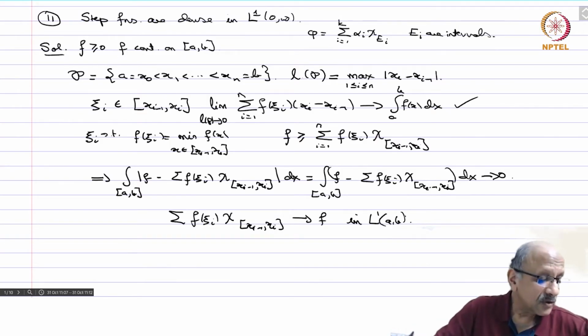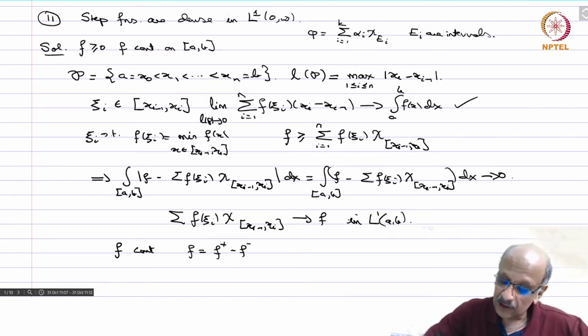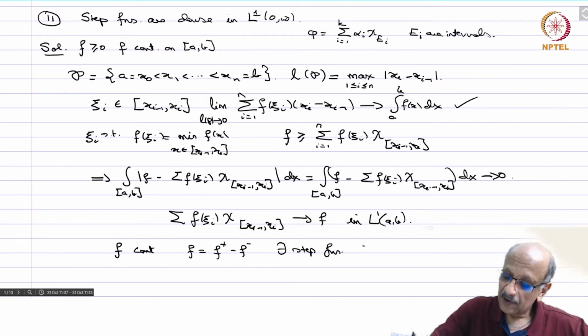So now if you take f to be an arbitrary continuous function, then you write f equals f plus minus f minus, and then for each of them you can find a step function, and therefore there exists a step function phi_n which converges to f in L1[a, b].